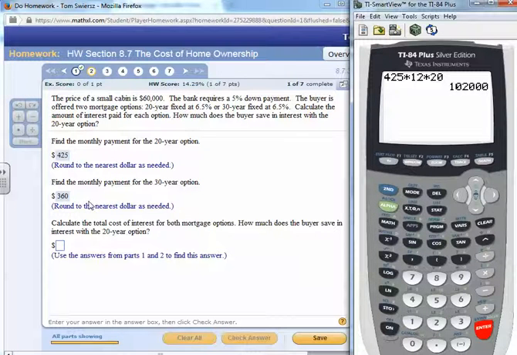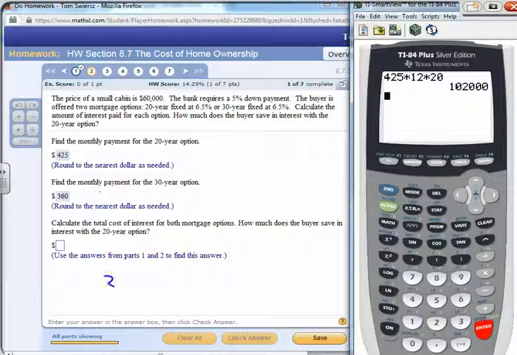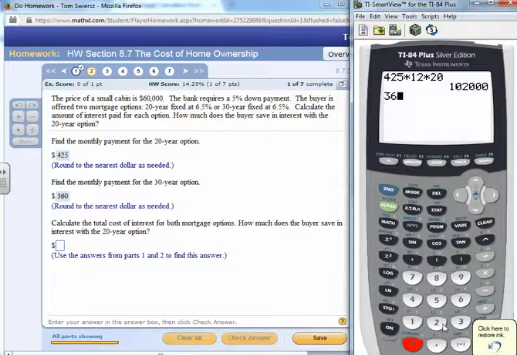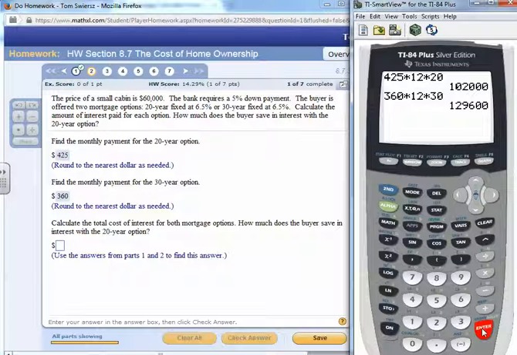Same idea with the 30-year option. The 30-year option is $360 per month, so times 12 months, but this time it is for 30 years. So we're going to multiply by 30 to get the total amount for the 30-year option. Let's do that multiplication: $360 each month, 12 months a year, times 30 years, and this is $129,600.